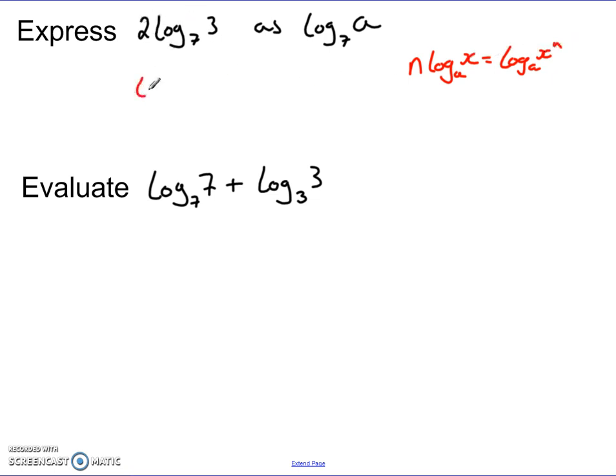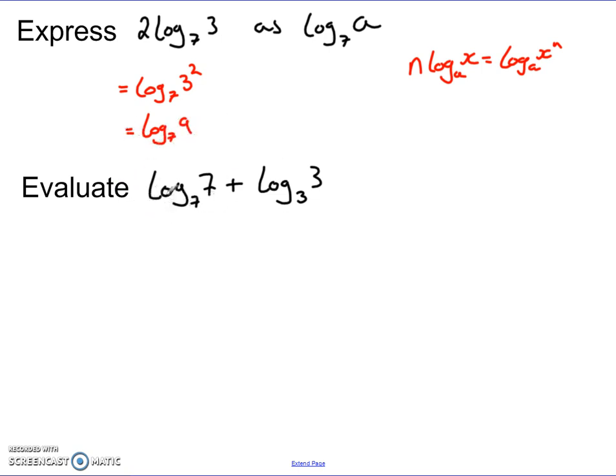So in this case, I'm going to take the number up as a power and write it as log to the base 7 of 3 squared. And then it's just a case of evaluating it. And we get log to the base 7 of 9. 3 squared is equal to 9. Job done. Again, I can't simplify it anymore beyond this point. I'll just leave it as it is.